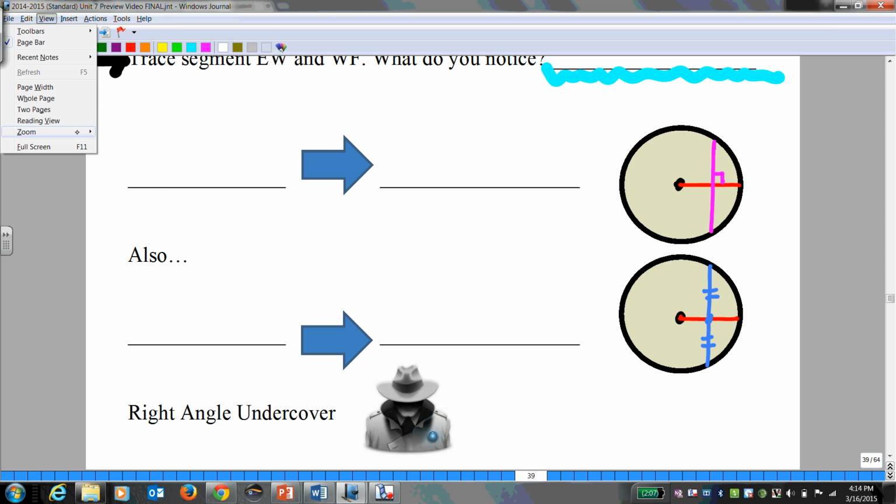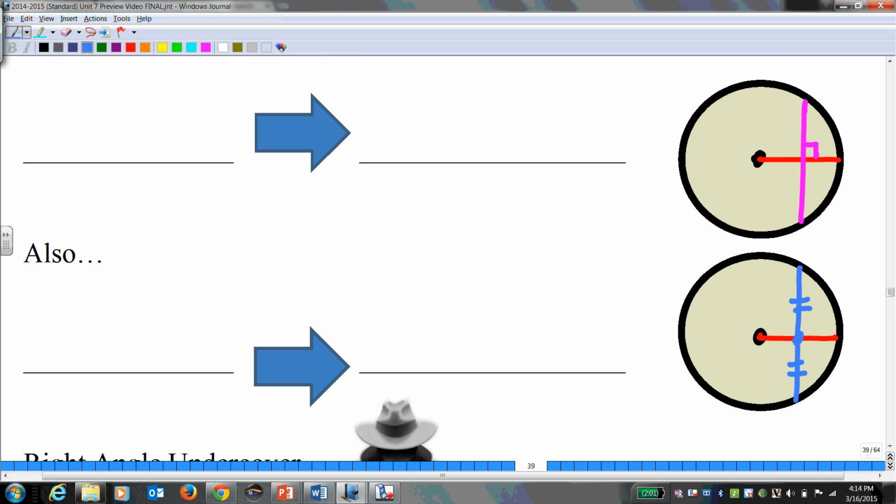Okay, let's take a look at both of these really carefully here. If we have a right angle there, I'd like you to trace these two segments and ask yourself, what do you notice? It's perpendicular, but what's going on with that? You should have noticed, wow, that's being bisected. And that is the main event where we get another undercover right angle.